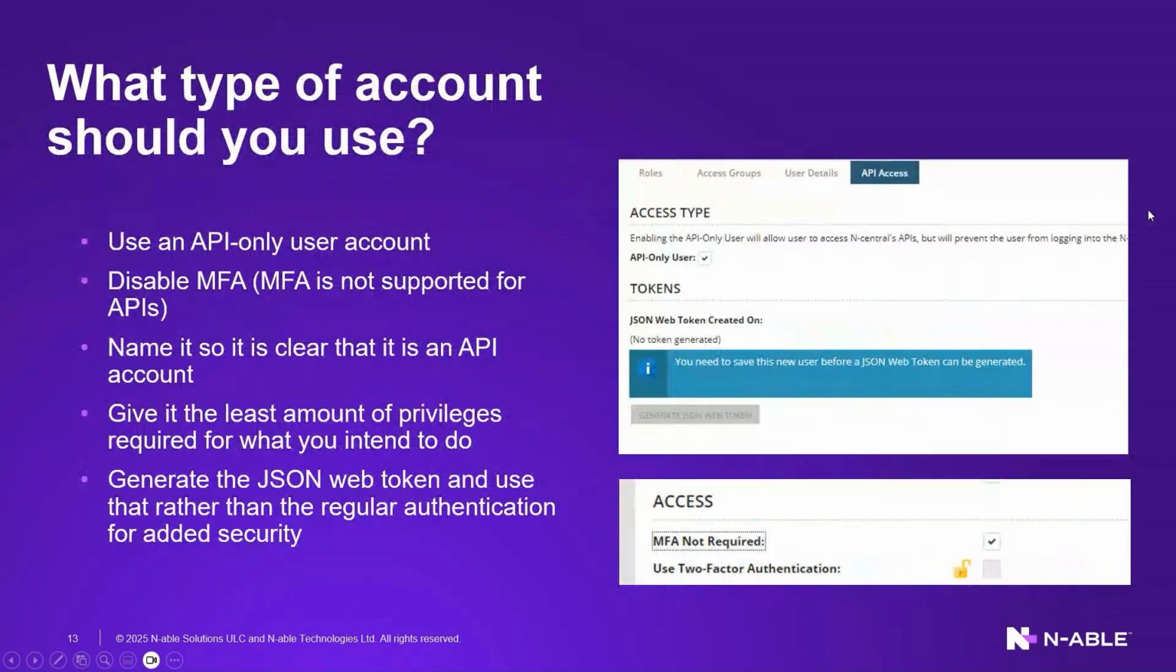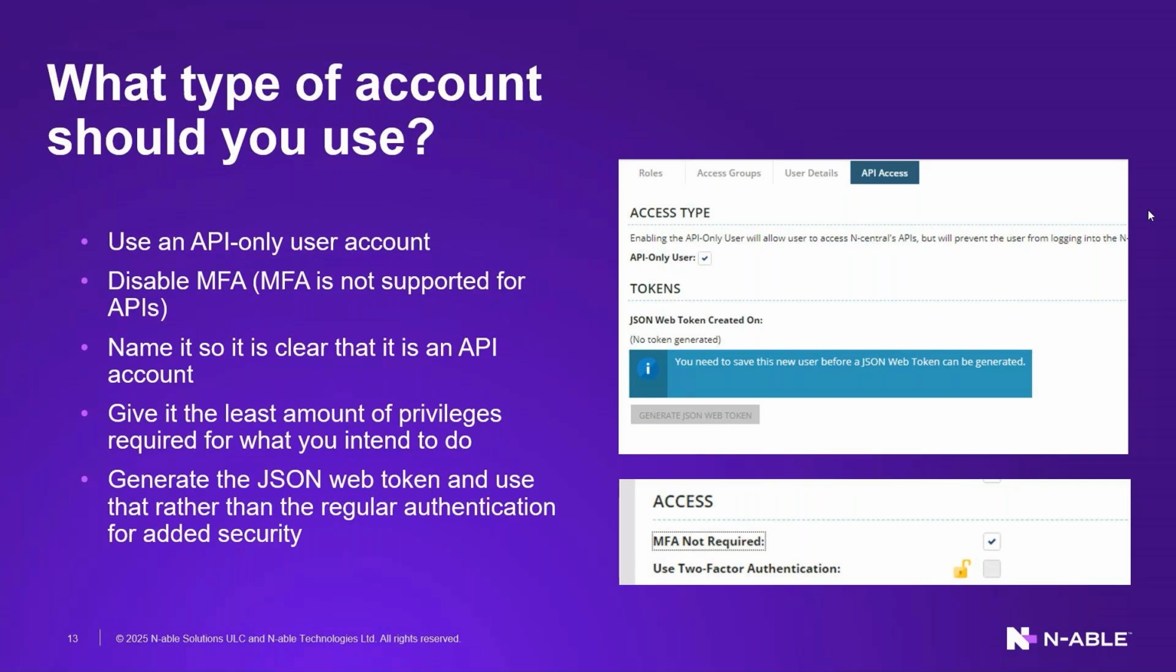Now, when it comes to accessing these N-central REST APIs, what type of account should you use? Should I use my own account that I access N-central with today? Simple answer to that is no. You should be using an API-only user account. I'm going to demo how to create this for you in a moment. But a couple of things to note: when you are creating your API-only user account, you need to disable MFA. Obviously, if that is still turned on, your authentication is going to fail. It's not going to work. You're not going to get any information out of the APIs.